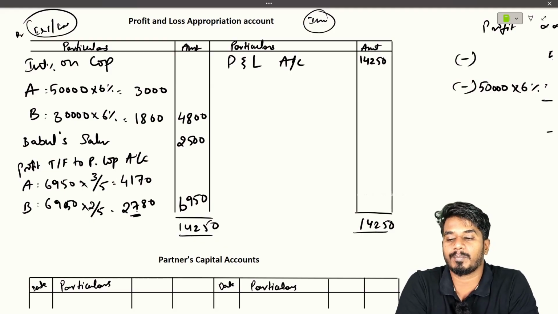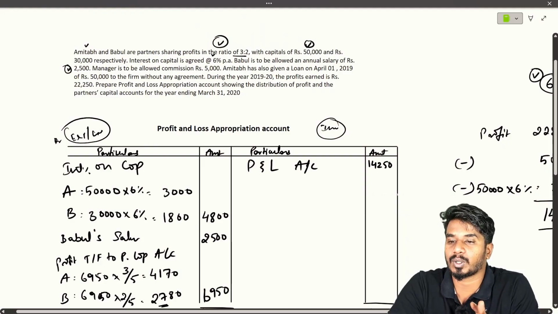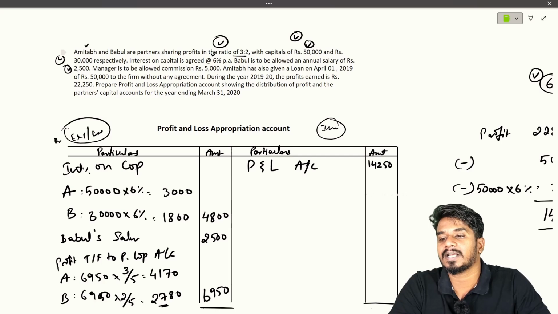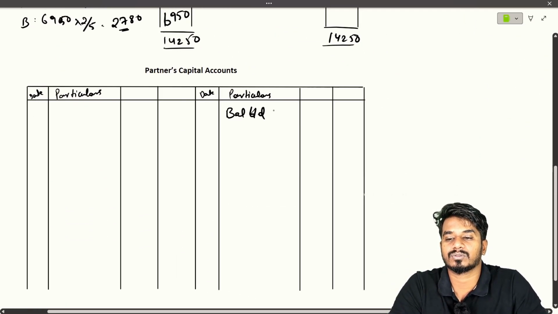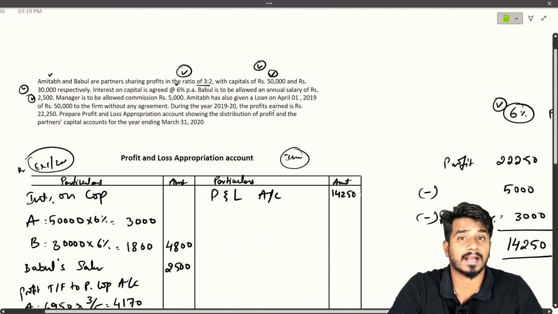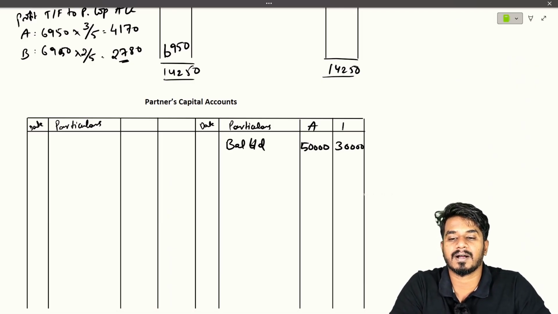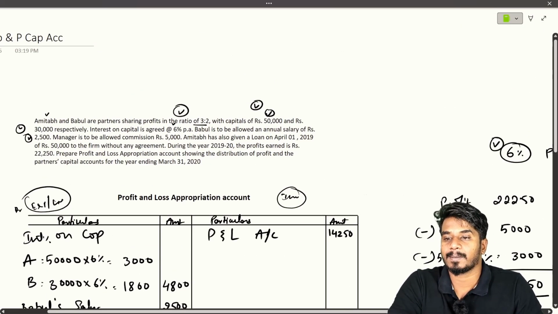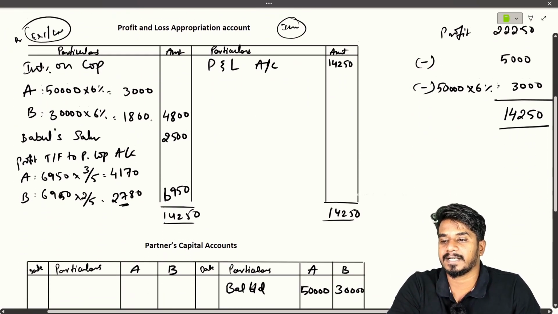So let us move on to partners capital account. Partners capital account is very easy if you prepare P&L appropriation. Just transfer the capitals whatever available. So let us transfer the balance brought down. What is the capital given? 50,000 and 30,000. This is for Amitabh and this is for Babul. Fine. Is there any withdrawals? No, nothing is there.